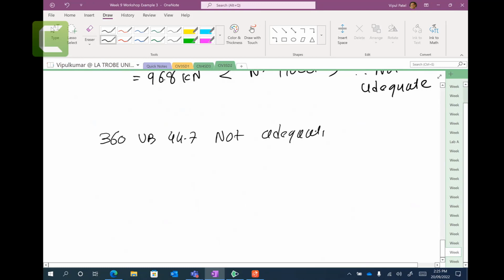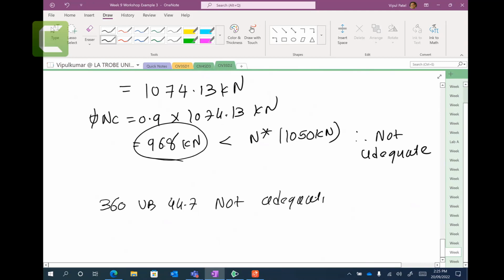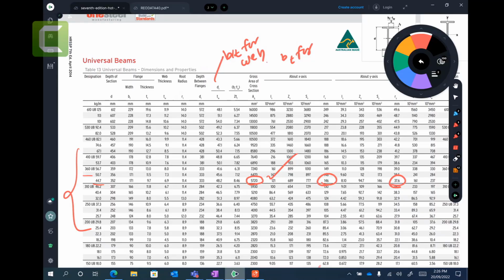What does not adequate mean? The standard is saying that it is going to fail at 968 kilonewtons and you are pushing at 1050. Not good. Your demand is 1050 kilonewtons, but the capacity of your member is 968 kilonewtons. It is not allowed. You should have a capacity more than 1050. So select a section, so we tried this 360. Let's go one more above.